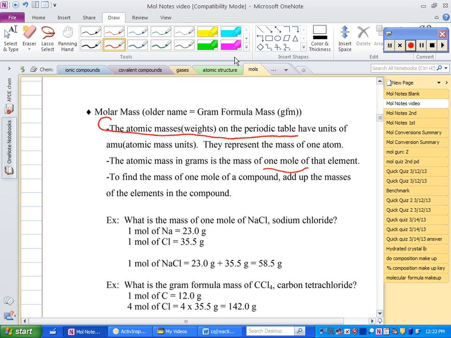So all we have to do is simply take the mass of each of the elements in the compound, add them up, and if it's grams, then we have 1 mole. Now, typically, in these examples I've done here, I've gone to 1 decimal place, but I want you to use 2 decimal places.